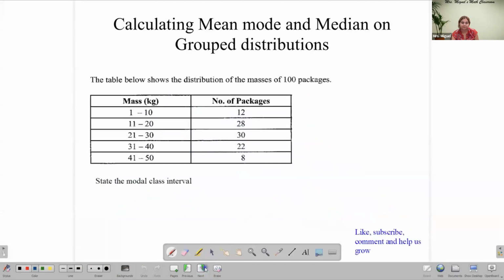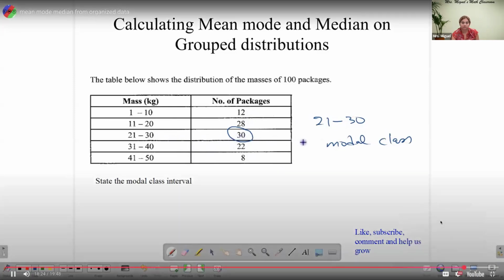Now, what about the modal class? Well, the modal class is simple. The modal class is simply that class or interval that has the most entries. And you'd find that by going down the frequencies and looking, and as you go down the frequencies, you'll see that 30 is the highest frequency, which means that 21 to 30 would be your modal class. So that's that. That's it. There's nothing else to it. Just pick the class with the highest frequency, and that class is your modal class.